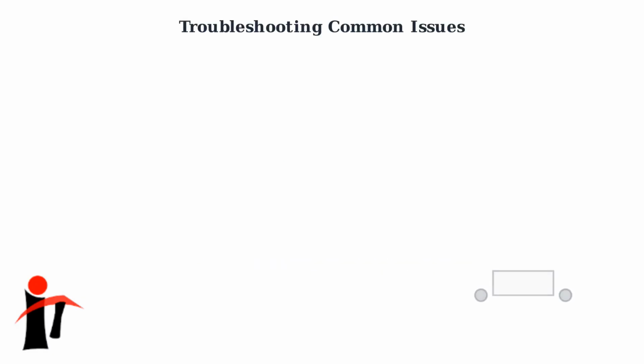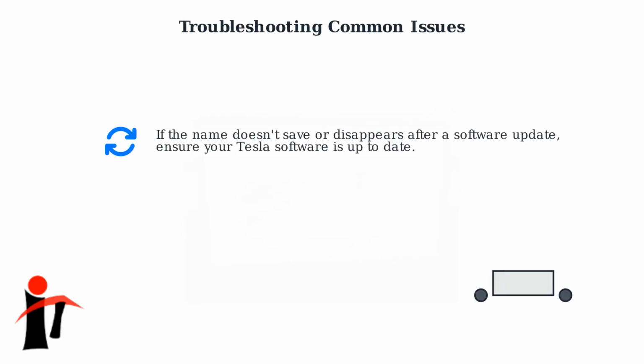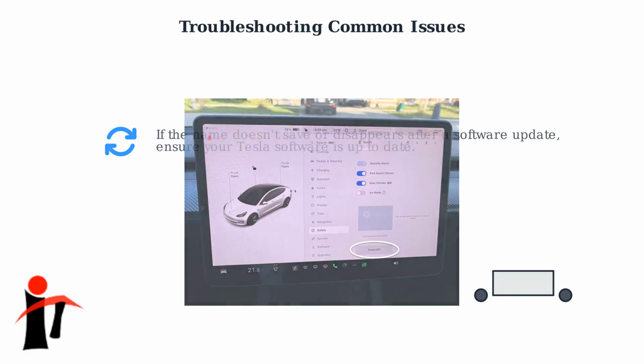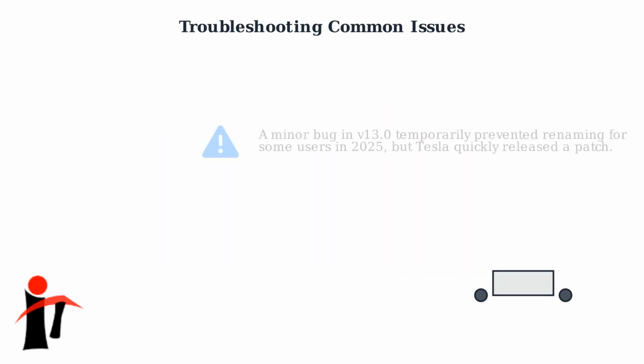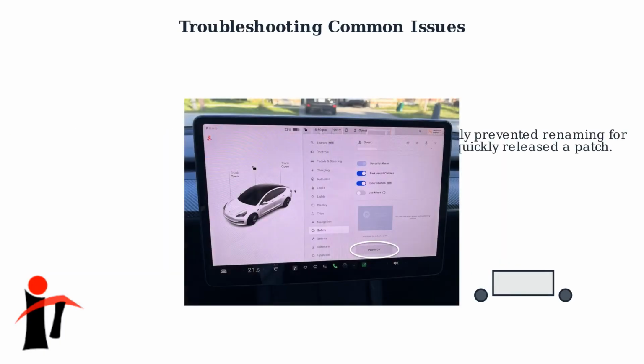If you encounter issues such as the name not saving or disappearing after a software update, ensure your Tesla software is up to date. If problems persist, try restarting your Tesla by holding down both scroll wheels on the steering wheel until the screen goes black. A minor bug in v13.0 temporarily prevented renaming for some users in 2025, but Tesla quickly released a patch.